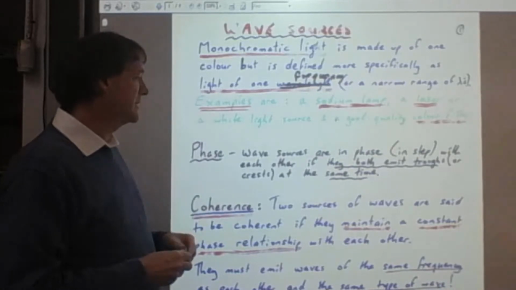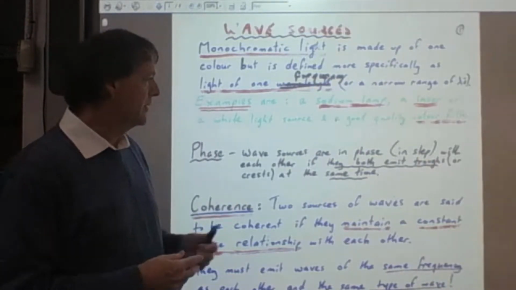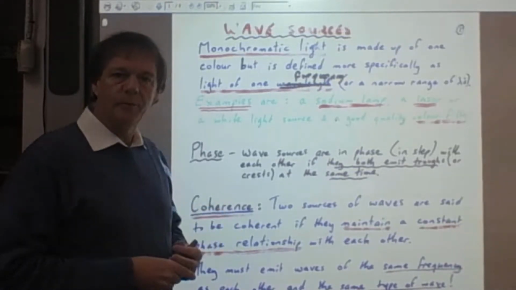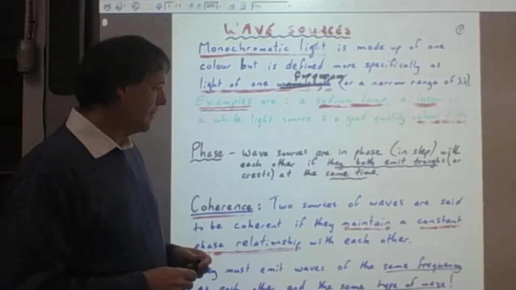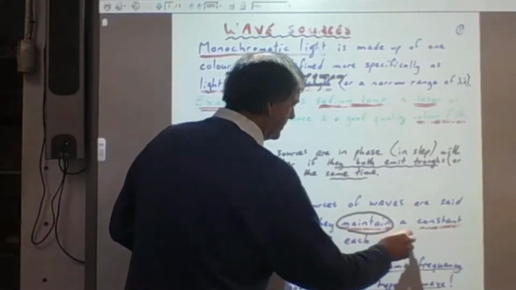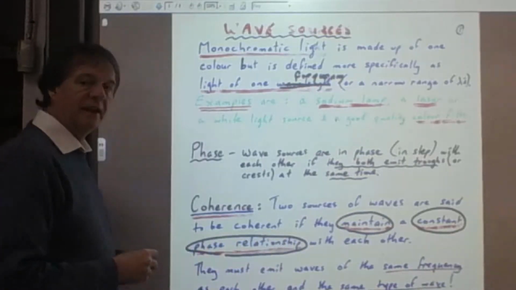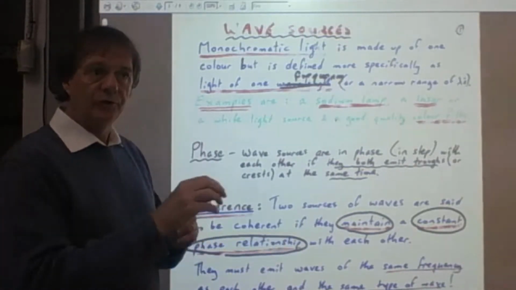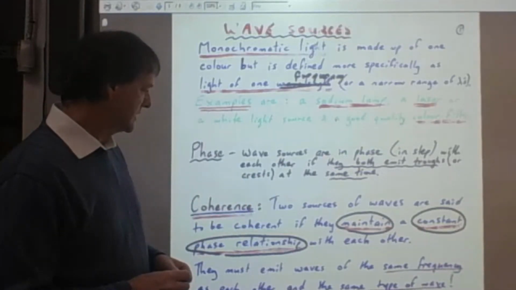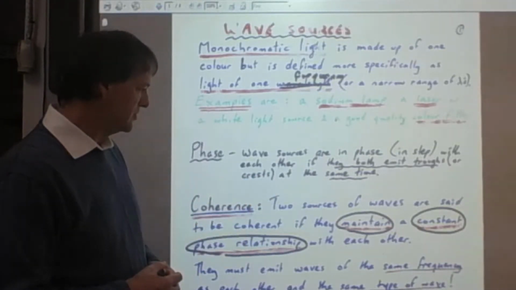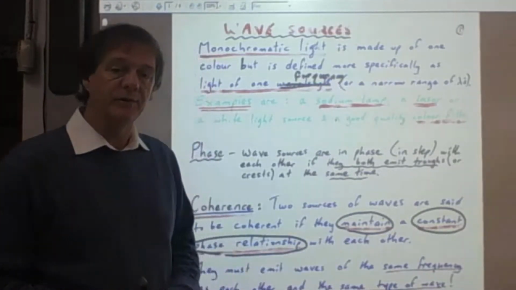Don't forget phase means being in step with each other, so if wave sources are in phase, they're in step, they both emit the troughs at the same time, or both emit high electric fields at the same time. Coherence is when they maintain a constant phase relationship. So if they're in phase all the time, they'll do that, but they could also be out of phase all the time, and that would also achieve it, as long as they maintain the same degree of phase relationship. Don't forget it needs to be the same frequency and the same type of wave.